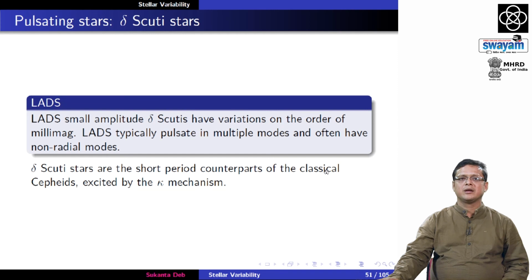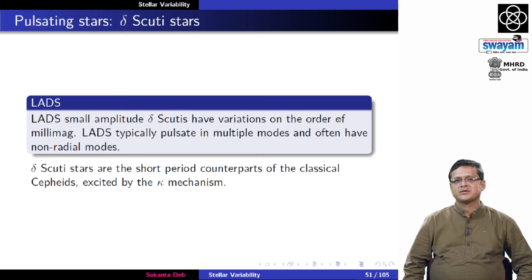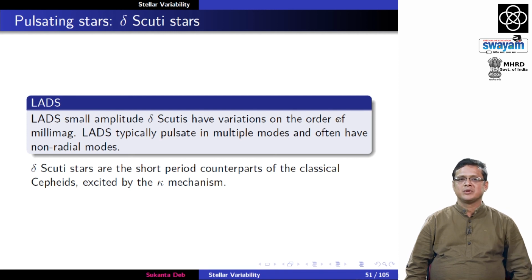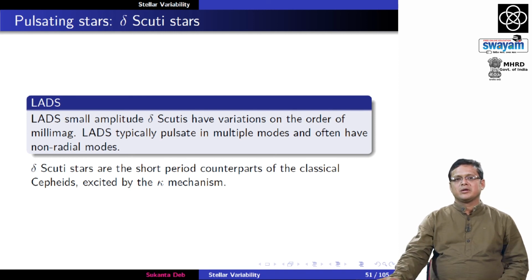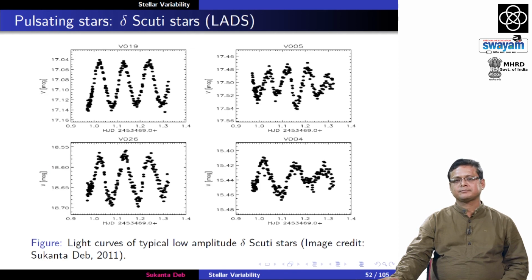On the other hand, low amplitude delta Scuti stars have small variations on the order of millimag. They typically pulsate in multiple modes and often have non-radial modes. Delta Scuti stars are often considered to be the short period counterparts of the classical Cepheids, excited by the kappa mechanism. These are some typical light curves of low amplitude delta Scuti stars.